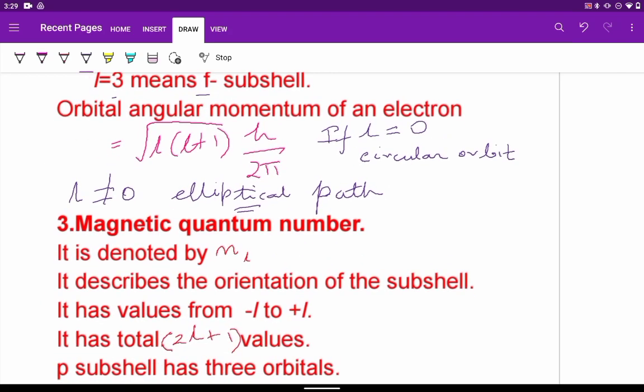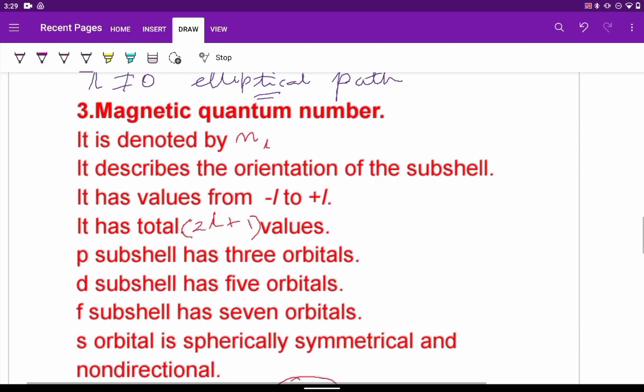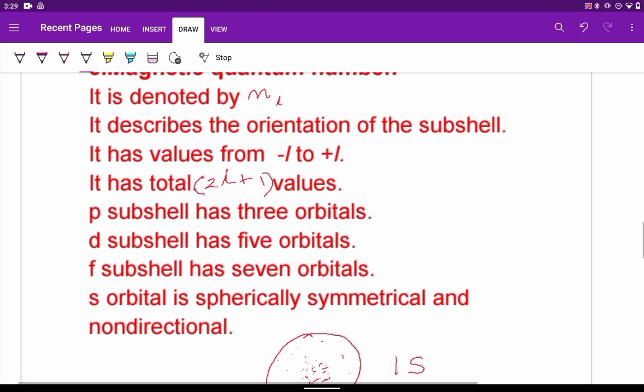Next is the magnetic quantum number, denoted by ml. It tells about the orientation of the subshell, means how it will be oriented along any axis. Its values will be from minus L to plus L.